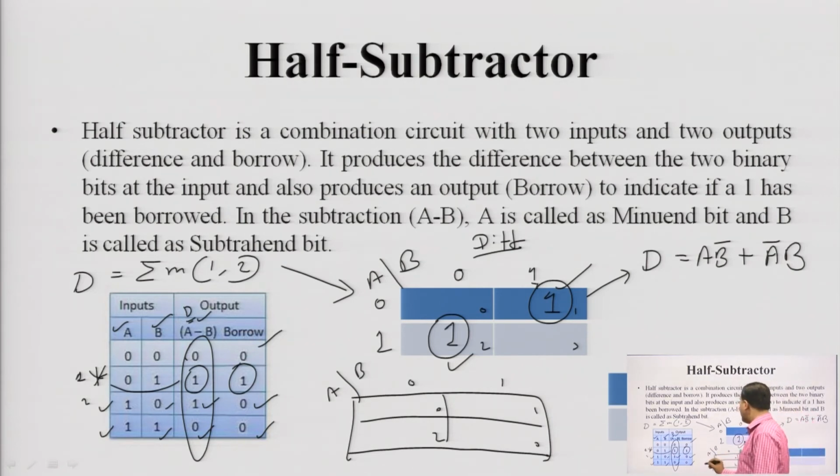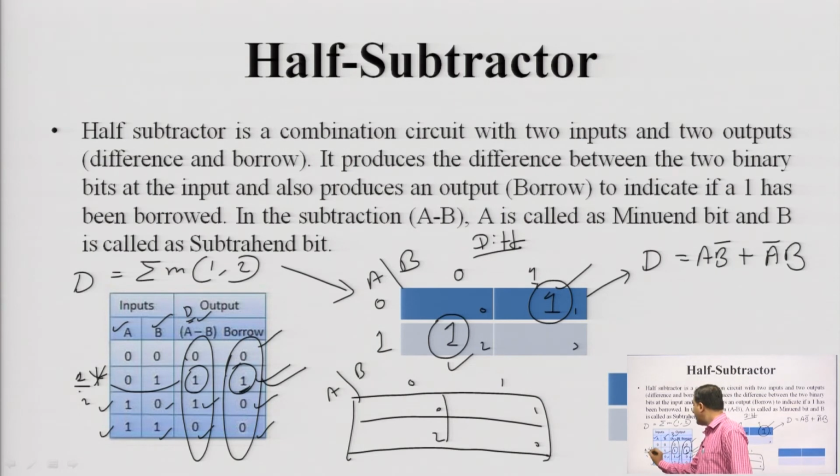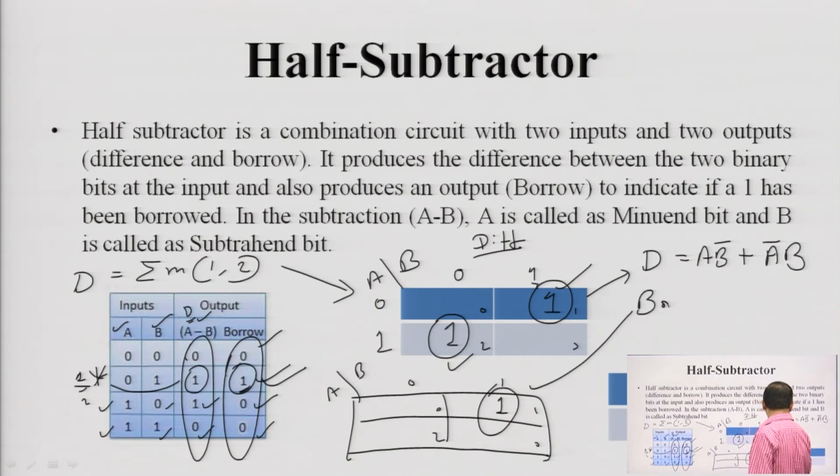For borrow, only 1, if we cover this column, we are having only 1 here. So, we put it here. No grouping, only one individual. So, this is nothing but a bar b. So, borrow will be a bar b. Got it? Clear? So, we have got 2 Boolean expressions, one for difference, one for borrow.